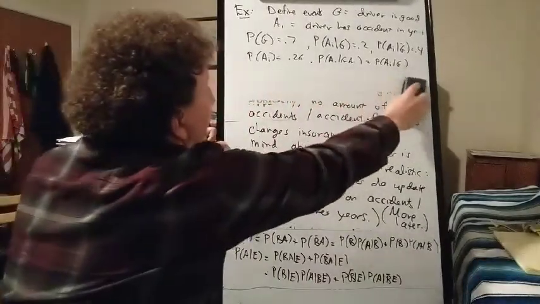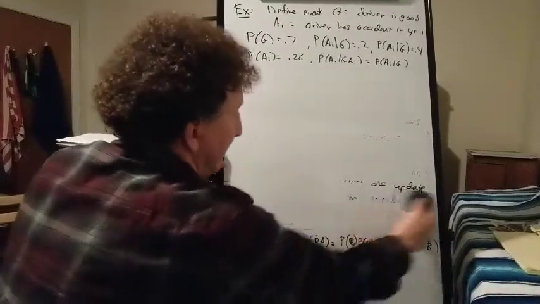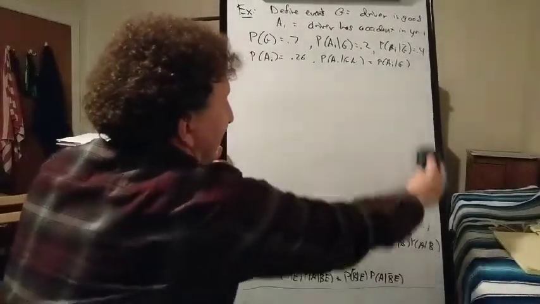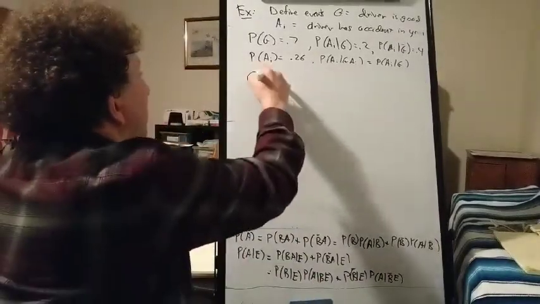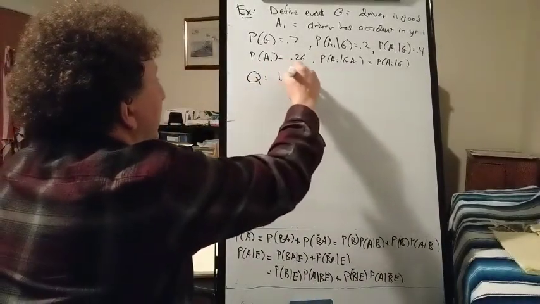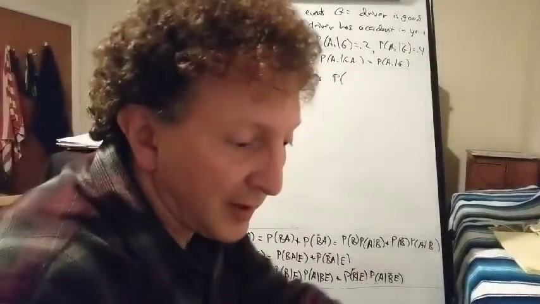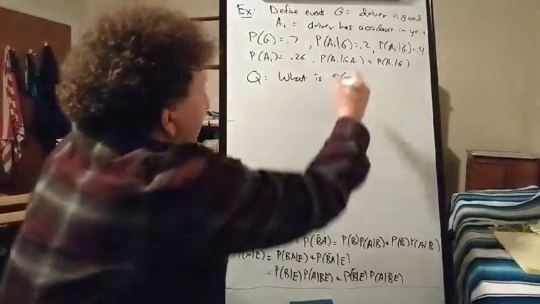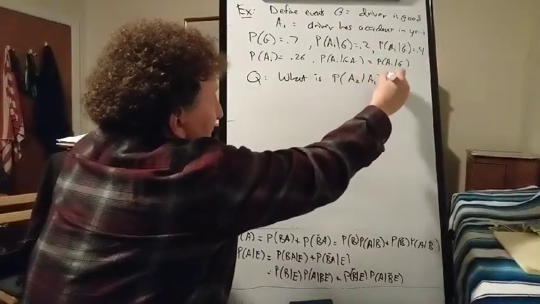All right, get rid of my rant here, and make room for the question and its solution. The question is, what is the probability of having an accident in the second year given that there was an accident in the first year?